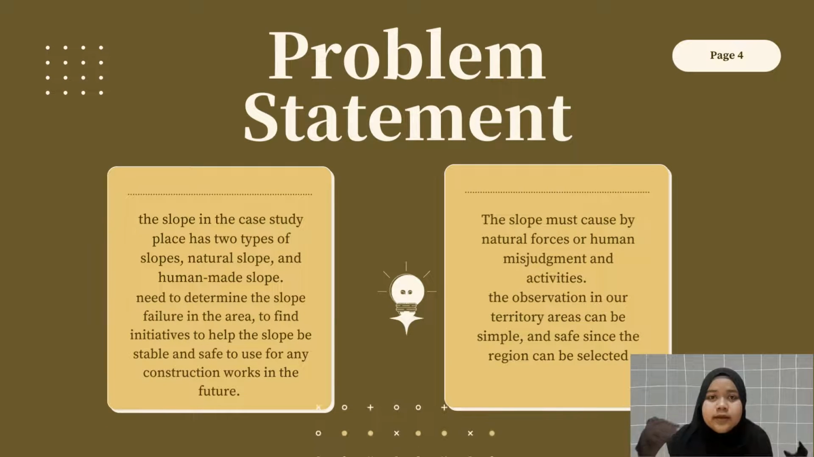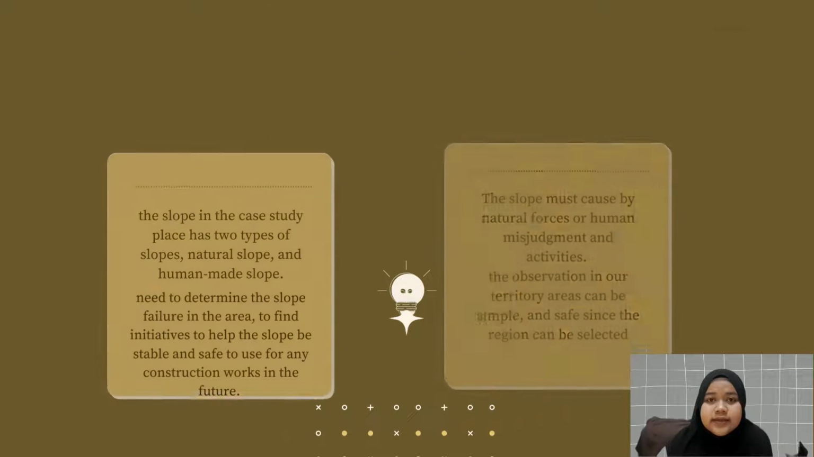Next, the problem statement. The slope in the case study has two types, natural slope and human-made slope. We need to determine the slope failure in the area to find an initiative to help the slope be safe to use for any construction work in the future. The slope failure is caused by natural forces and human misjudgment and activities. The observation in our territory areas can be simple and safe since the region can be selected.